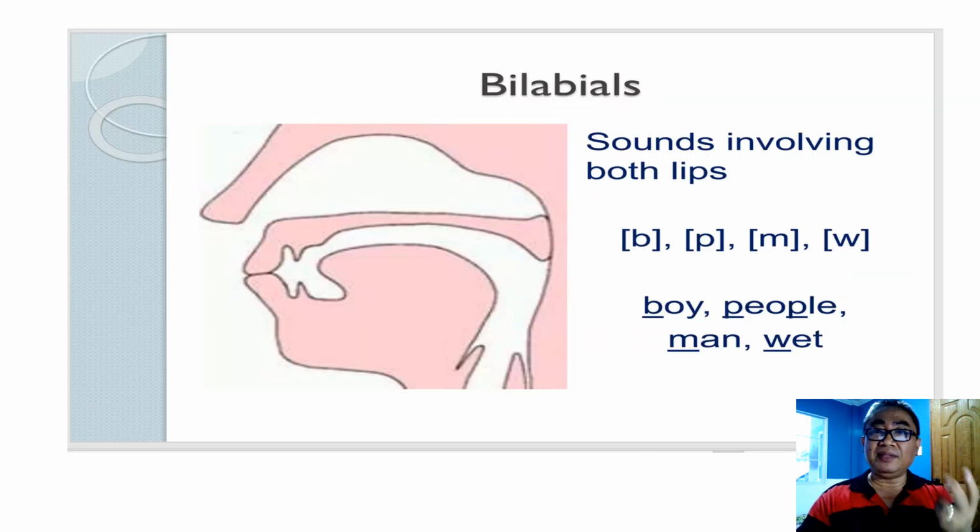Now, we have the bilabial sounds involving both lips, like boy, people, man, wet. In other words, bilabial consonants are a type of sound that are made with both lips, by partially stopping the air coming from the mouth when the sound is pronounced. These are referring to the consonant sounds.